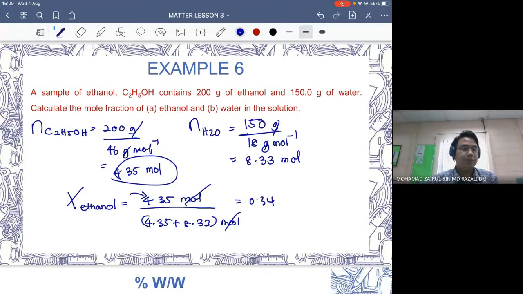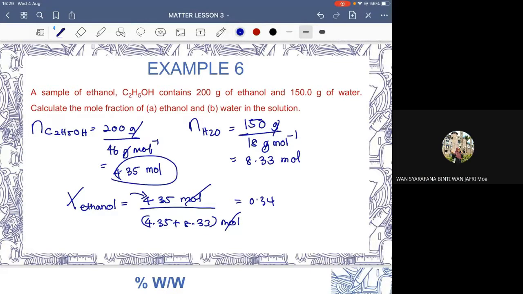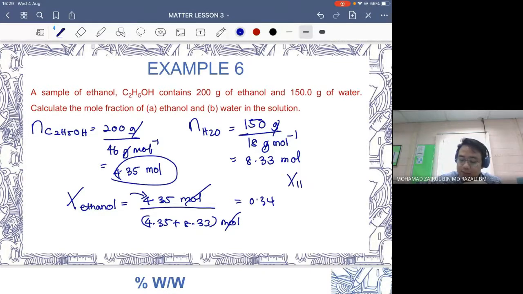Kira dapat apa? 0.66. So the mole fraction for water is 0.66. Okay, itu je. So basically kalau calculation ni sebenarnya tak ada apa-apa sangat.